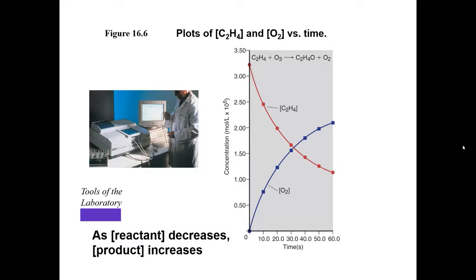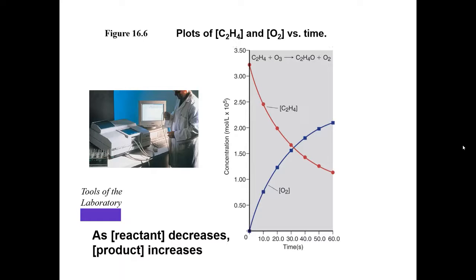So we have two things going on. One line is going down, one line is going up. And so the line going down is C2H4. Is that a reactant or a product? So if we look at the top of the graph, there's the equation. That's a reactant, right? So since it's a reactant, we can see over time its concentration is going down, okay? And then O2, reactant or product? That's a product, so its concentration is going up.